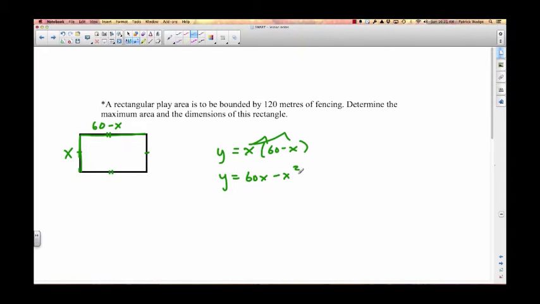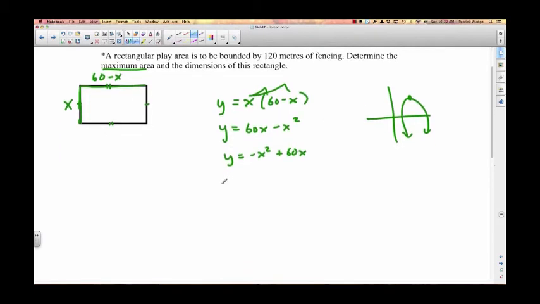Now, be careful. This is not the a value, is it? No. How come? You have to put it in descending order of x. So you should actually have y equals negative x squared, put the x squared first, then plus 60x. Great. Now if we look at our a value, it's negative. So we know our parabola is going to face down, which means we have a maximum, and that's what we want. So this is looking good. Alright, it's time to find the vertex. Once we find that, we're going to have our answer.